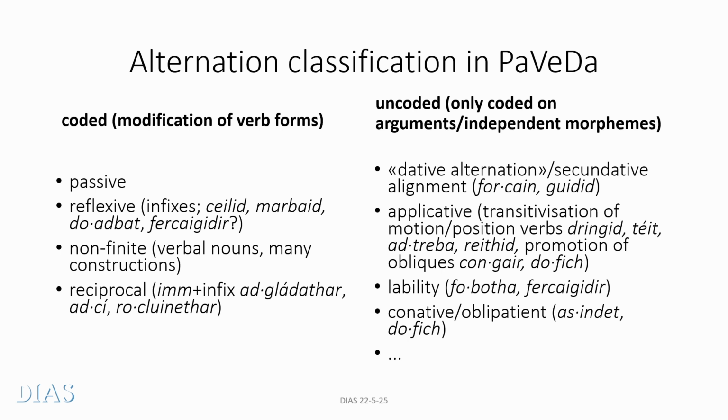The uncoded ones, well, I've just put here a few because there are many more. The so-called dative alternations or secundative alignment, which only occurs with teach and ask for, whereby the recipient-like argument, so the person taught and the person asked, are coded as direct object rather than obliques. The applicative, which is the process whereby motion or position verbs are made transitive, so to climb something rather than to climb on something, and this has this possibility. Taighde as well has a construction with the direct object rather than an oblique goal, and live and run. You also have a promotion of obliques with Congair, which is the counterpart to shout at, and of punish.